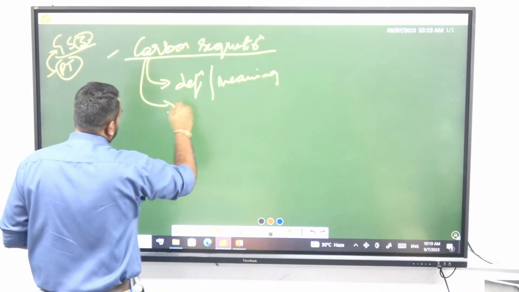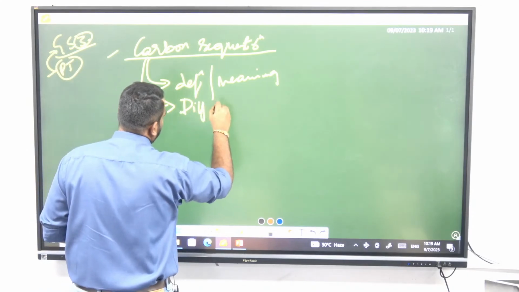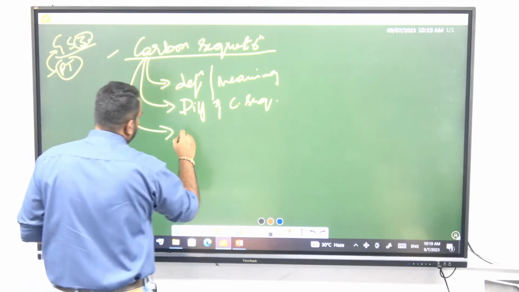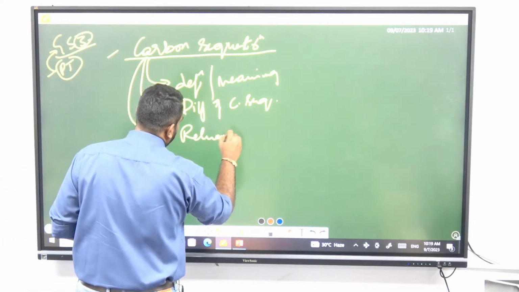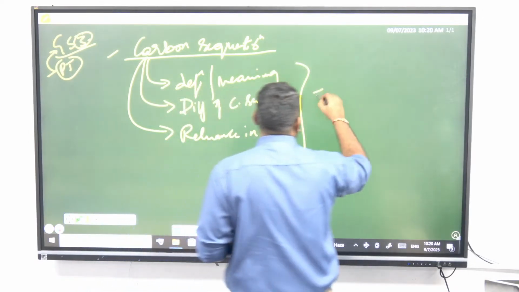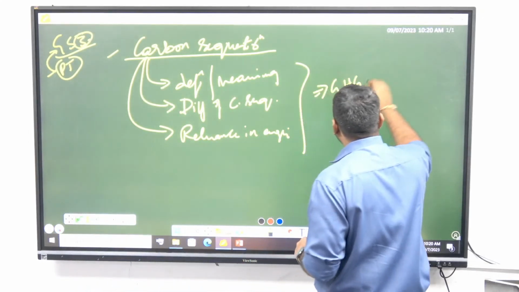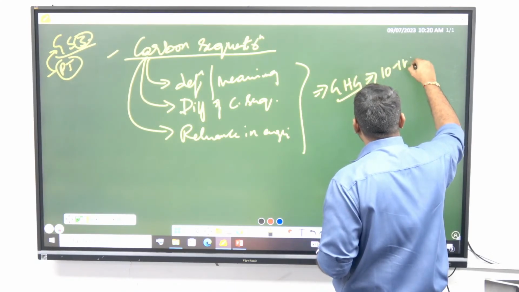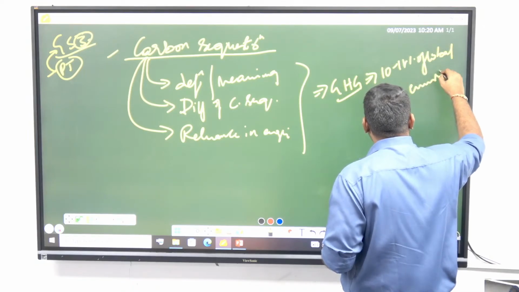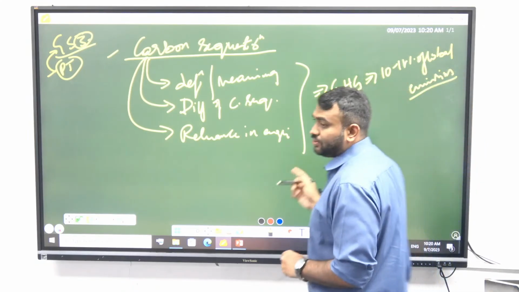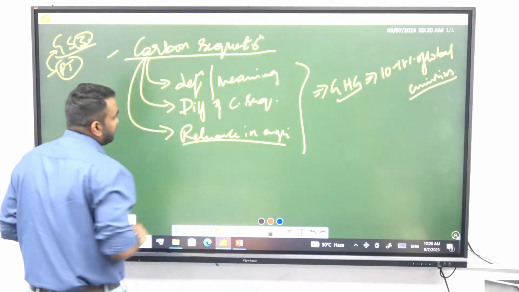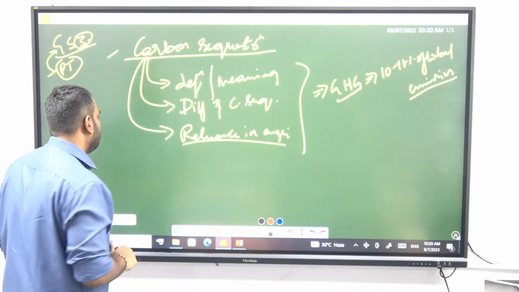Next one is the different types of carbon sequestration, right? And relevance in agriculture. Now yesterday also I told you, if you remember, agriculture's greenhouse gas contribution is like 10 to 11% of global emissions. That is to say, it is one of the significant contributors to these greenhouse gases. So that's why you should know the relevance of carbon sequestration techniques in agriculture.